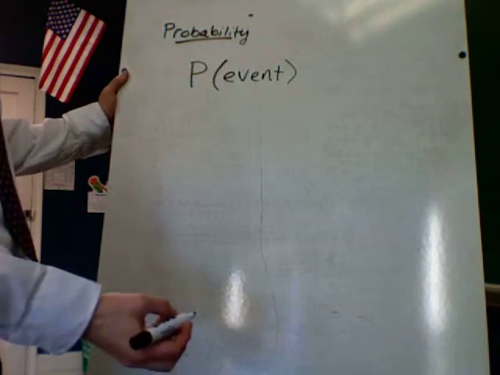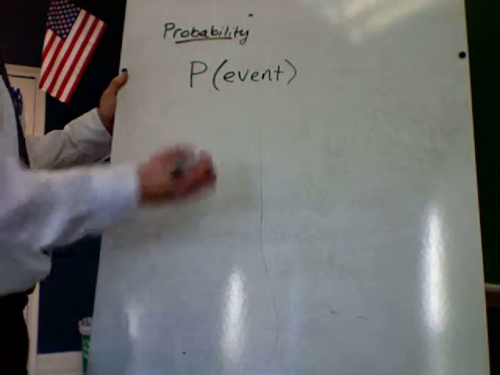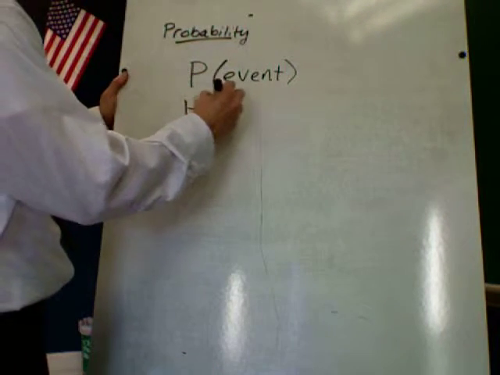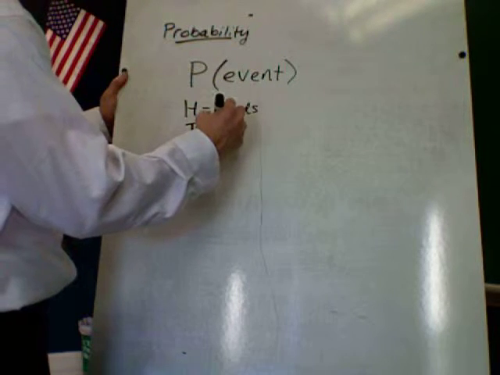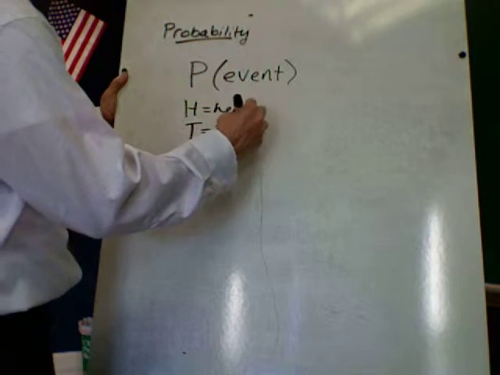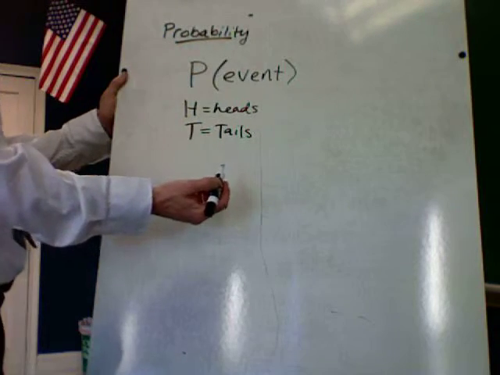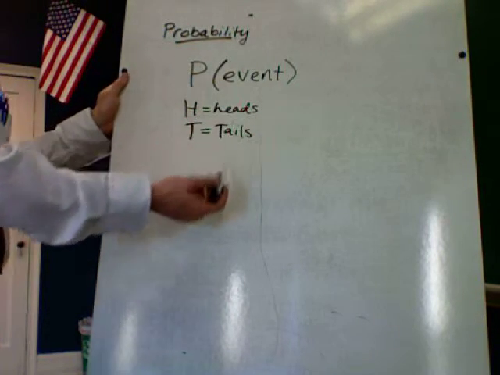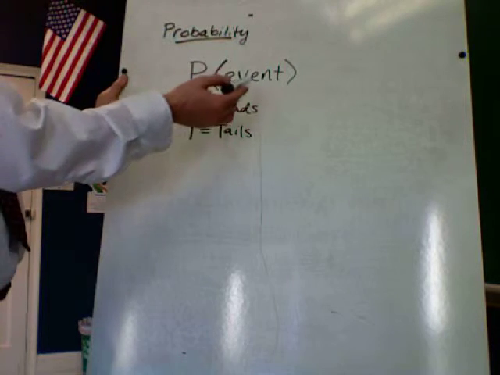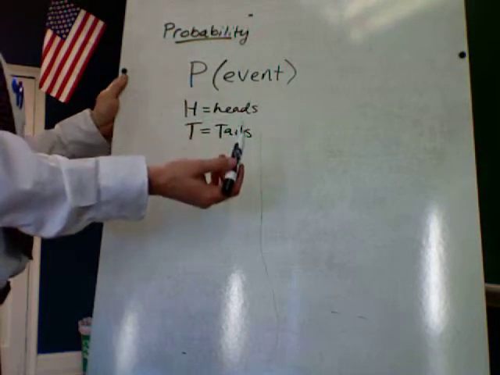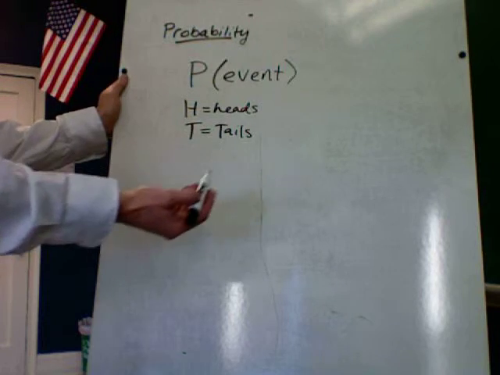Suppose we flip a coin. One possibility is heads, the other is tails. We're going to call H heads and T tails, which makes sense. Okay, so a possible outcome would be heads, a possible outcome is tails. Probability, and again, an event is just one possible result or a group of results.